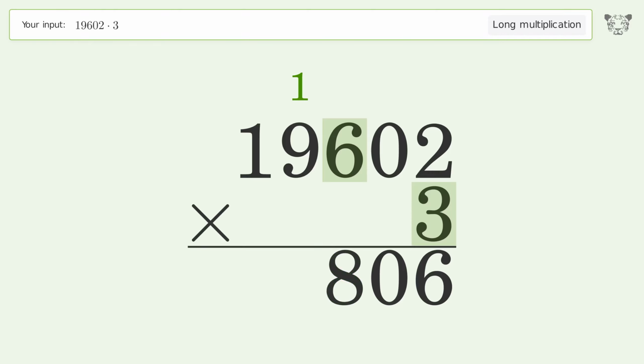Because the result is greater than 9, carry the 1 to the thousands place. 1 plus 9 times 3 equals 28. Because the result is greater than 9, carry the 2 to the 10,000s place. 2 plus 1 times 3 equals 5. And so the final result is 58,806.